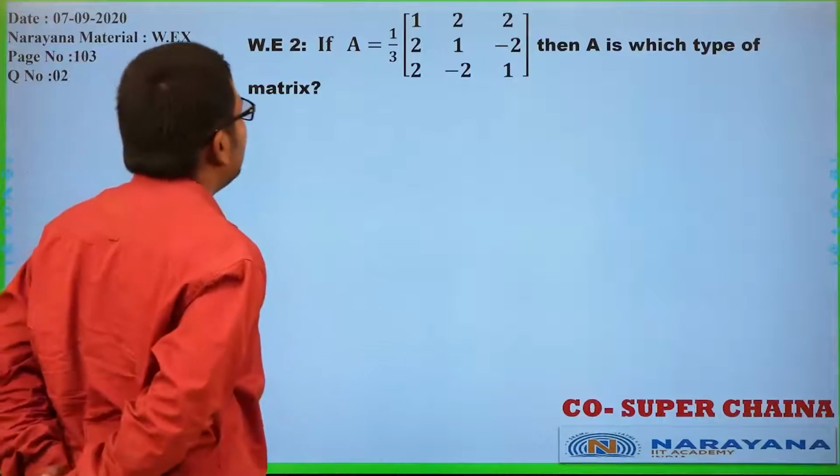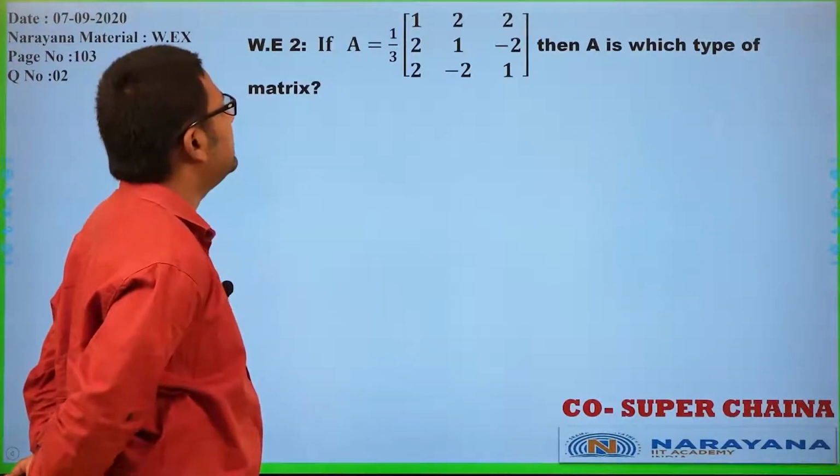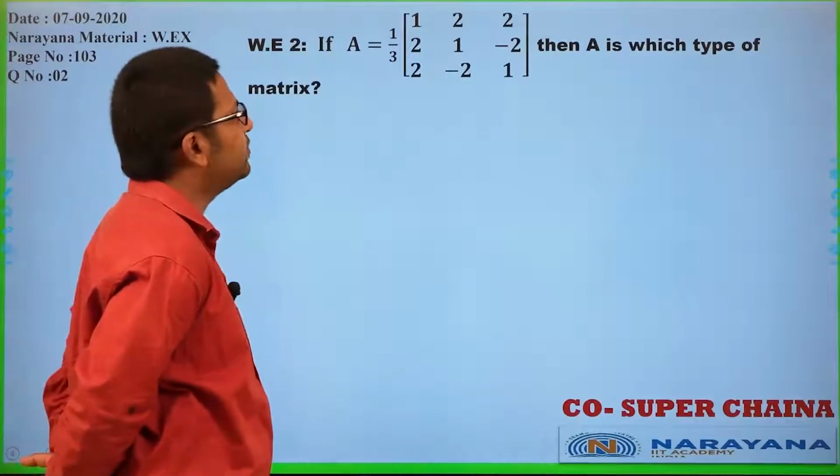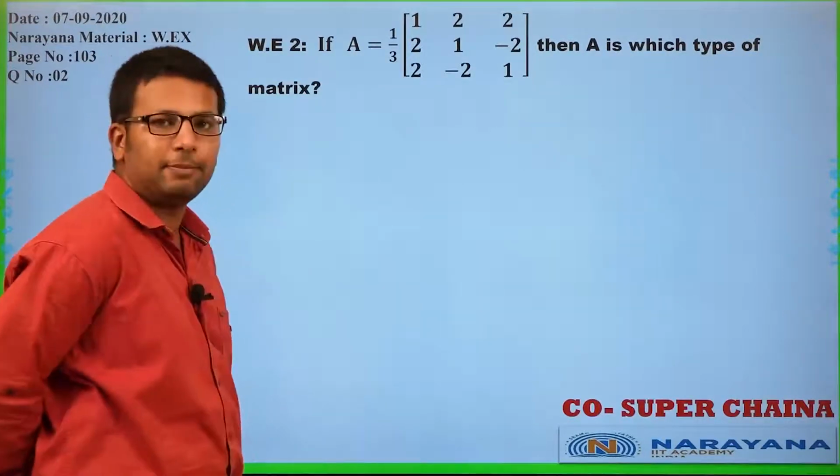First question, if A is equal to 1 by 3 into the matrix 1, 2, 2, 2, 1, minus 2, 2, minus 2, 1, then A is which type of matrix?